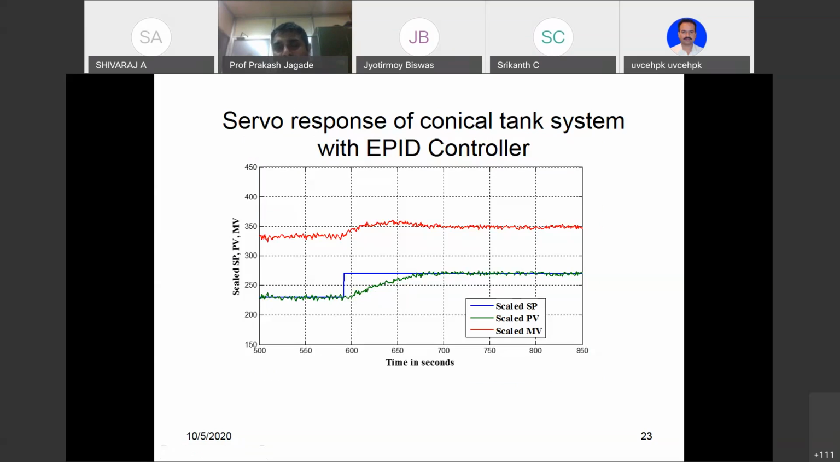So within 75 seconds, what it should do is, 5 times the time constant is the settling time, it should reach within 5 times the time constant. So you can see here within 75 seconds, it is able to reach the set point. The corresponding controller output is shown here.